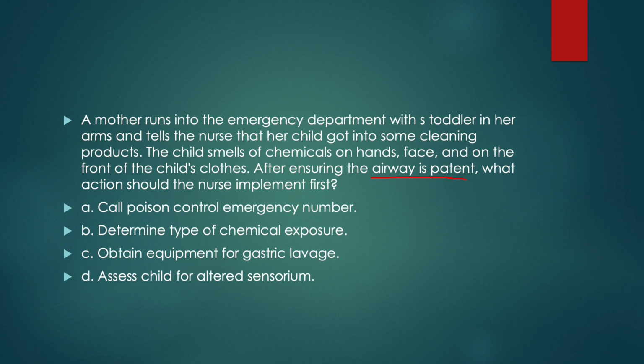All right, cool. So toddler in her arms, child got into some chemical products. We don't know what that is. Smells of chemicals on hands, face, and on the front of the child's clothes. So AKA, we tried to drink it and then it spilled all on the front of our clothes, which is why our hands smell like it, our face smells like it, and the front of the clothes smell like it. All right. So airway is patent, which means we have confirmed that the patient is stable. So now what do we do now that we know that the patient's stable? That's what they're saying. That's what this breaks down to.